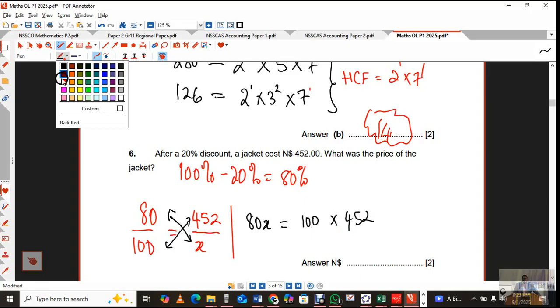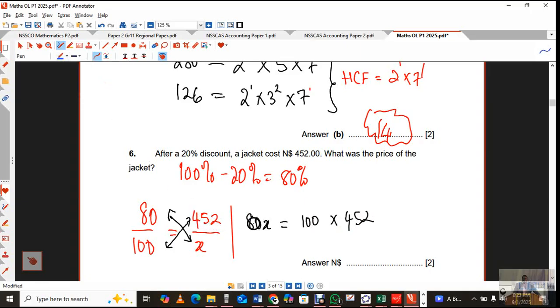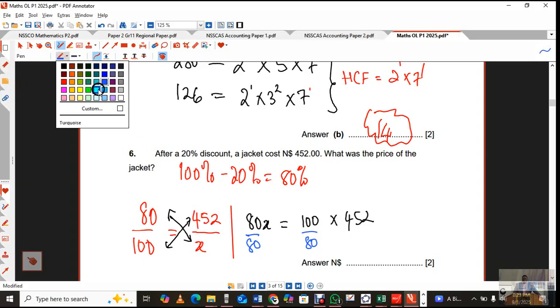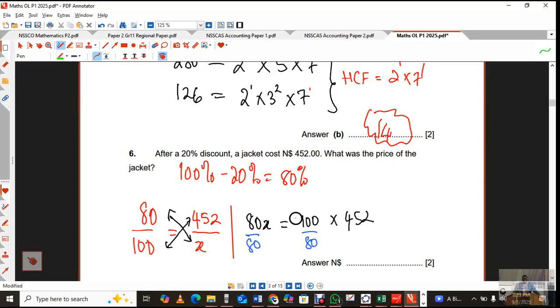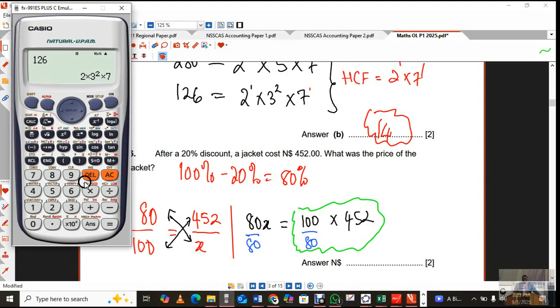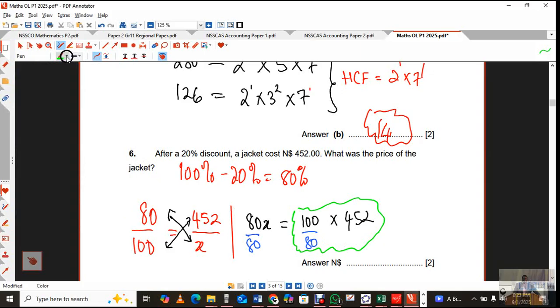Then how do you solve this? You solve this by dividing throughout by 80. So you see where the 80 is coming from. That's the concept of reverse percentages. The 100 is always on top, but that's where it comes from, right? So it's just 100 over 80, and then you simply multiply that with 452. So that's 565, and that is our answer over there.